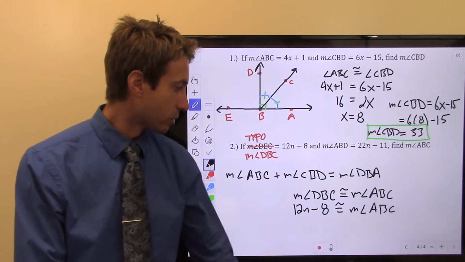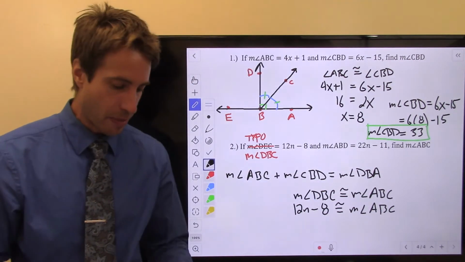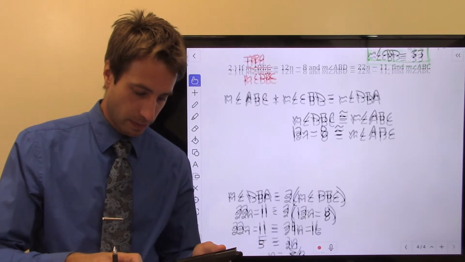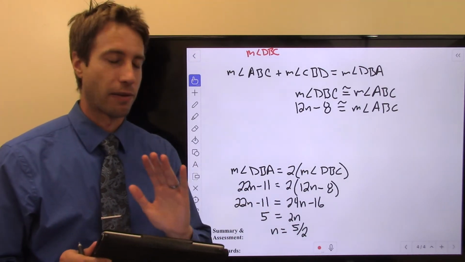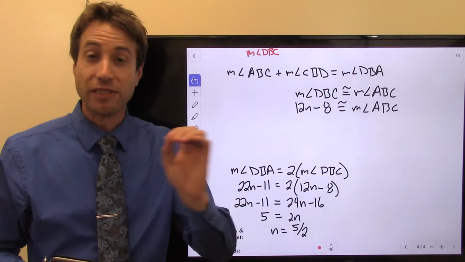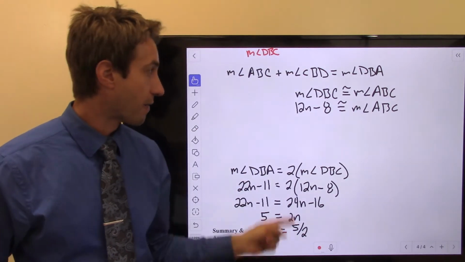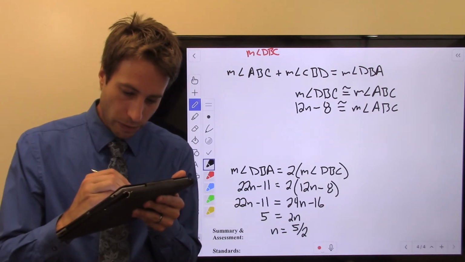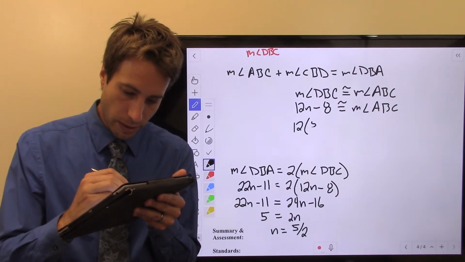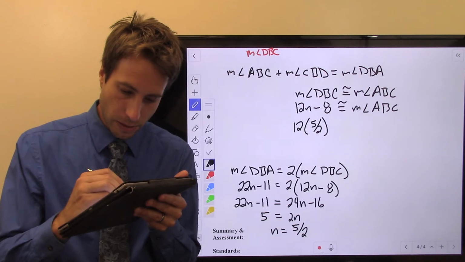Right? But I already found n, right? Remember, it's right down here. 5 over 2. Sorry, there is no over. 5 divided by 2, or 5 halves, right? 5 halves. So we'll plug 5 halves in for n. We have 12 times 5 halves minus 8.